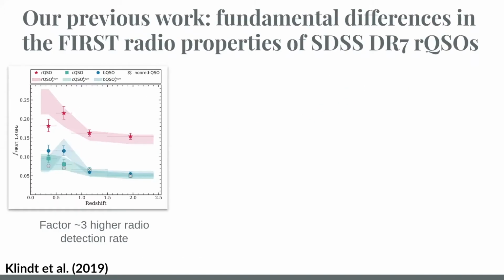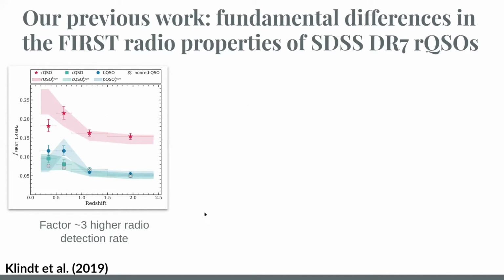So why are we interested in red quasars? Well, I briefly mentioned Lizelka Klint 2019 paper, and in that, she found fundamental differences in the first radio properties of SDSS red quasars. First being a radio survey at 1.4 gigahertz and 5 arc-second resolution. So I'll just summarize the three key results from her paper.